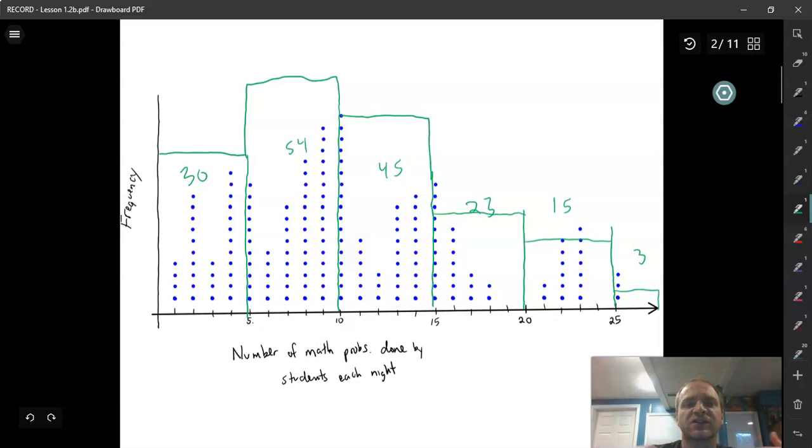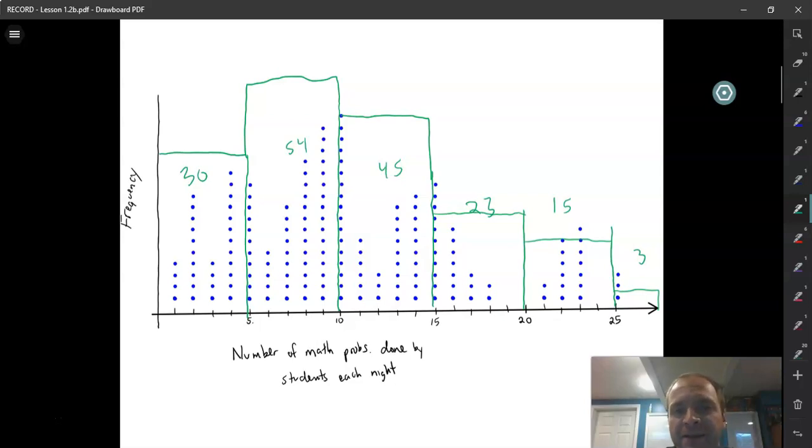And so if we look at just the green, that's a histogram. And that allows me to gather a little bit more information when it comes to the shape, the center, the spread of that quantitative variable, the number of math problems done by students each night. Again, scaling on my histogram, I apologize, isn't quite there. I just wanted to show it as an introduction problem of what you're going to be doing.